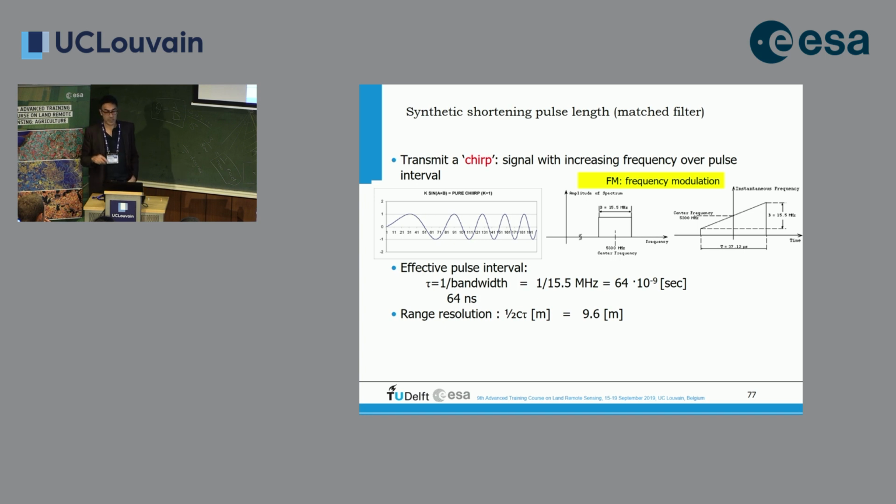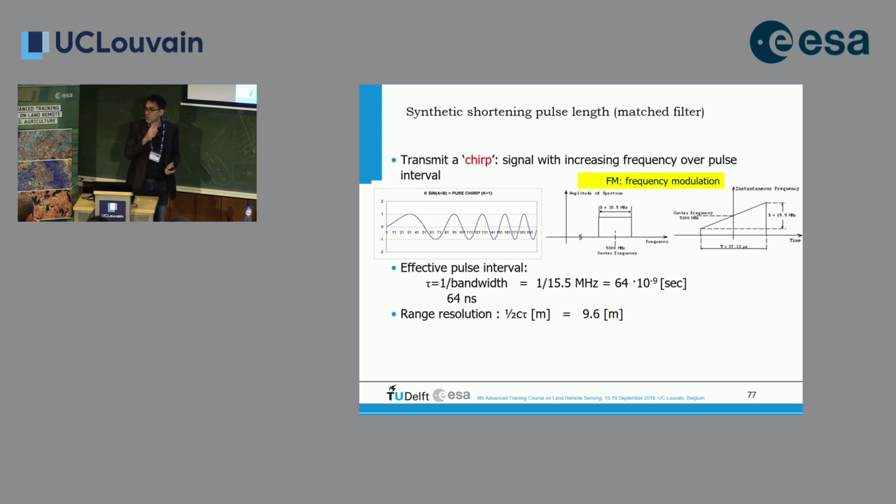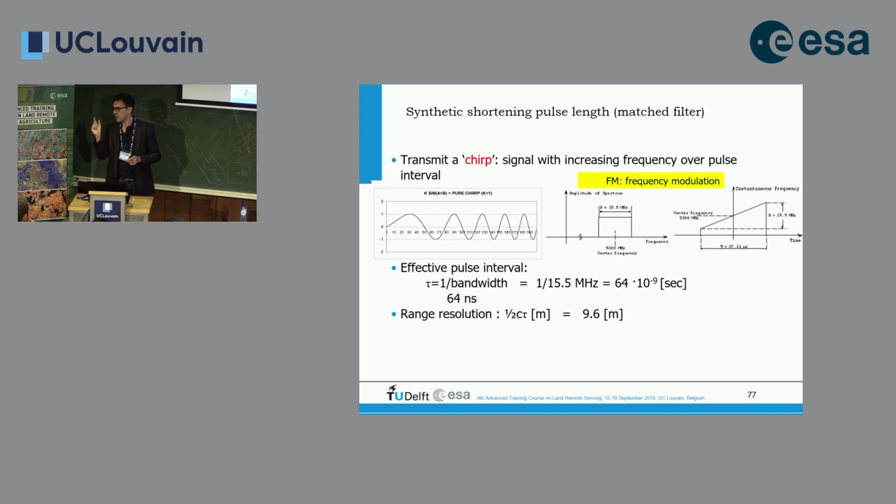Now the trick here is that if I have the inverse of this bandwidth, I have something which I call the effective pulse interval. So the tau that I was just talking about, remember the pulse length, 37 microseconds, is actually 1 over the bandwidth.